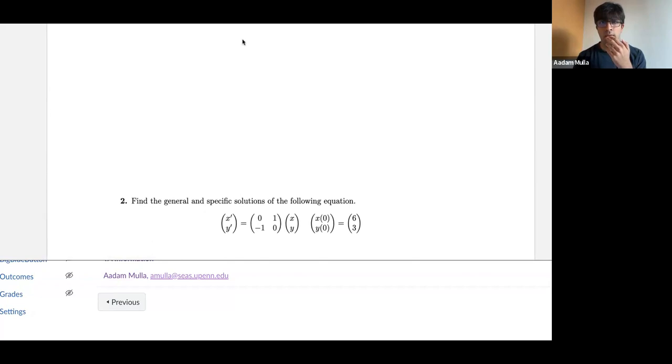Okay, let's do this one. We're given x double prime equals x plus y and y double prime equals 2x minus 3y. So x double prime equals x plus y. And then what was the other one? y double prime equals 2x minus 3y.